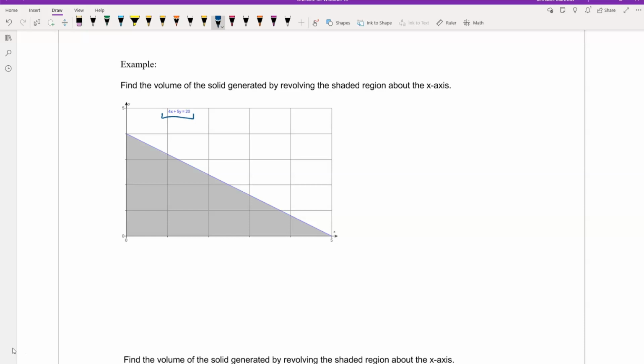And the volume is the integral from a to b. So in this case, 0 to b, of pi times r of x squared times dx. So here it is from 0 to 5. And this one revolving about x, we're going to have something like this, having a circle or a disk.